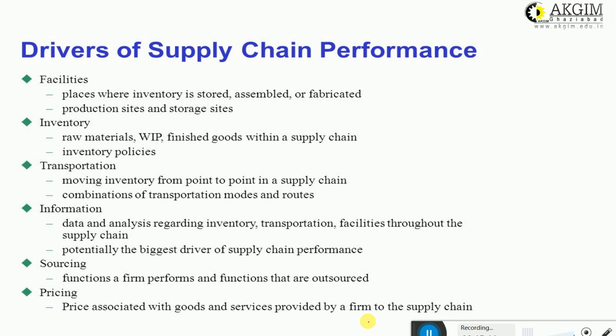Then inventory means the raw material, the work in progress, and finished goods within a supply chain, and also the inventory policies within an organization or within these channels, right? Then transportation means moving inventory from point to point in a supply chain, the combination of your transportation modes and routes. When I say information here, it means the data and analysis regarding inventory, transportation, and facilities throughout the supply chain. Potentially the biggest driver of supply chain performance is this information.